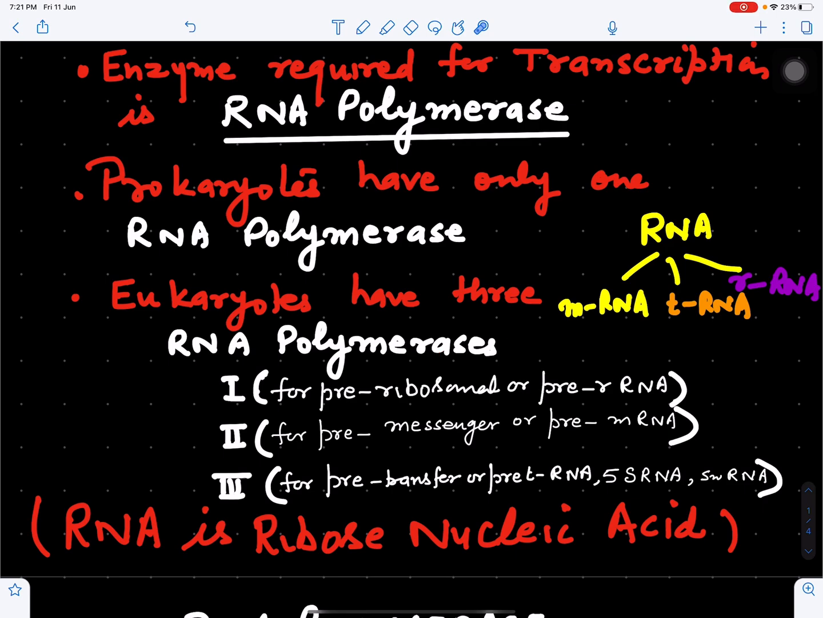RNA polymerase 1 is for pre-ribosomal RNA. RNA polymerase 2 is for pre-messenger RNA. RNA polymerase 3 is for pre-transfer RNA, 5S rRNA, and small nucleolar RNA. As we know, RNA is ribose nucleic acid.